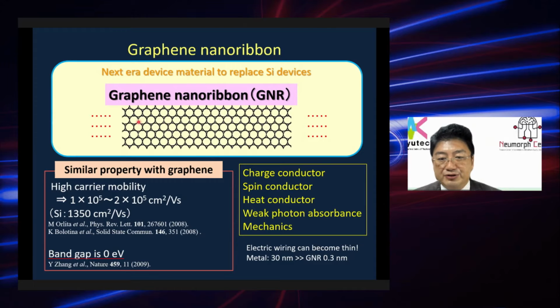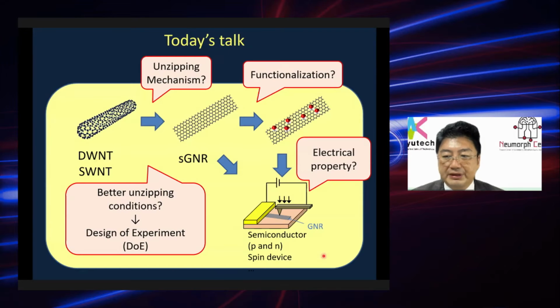If we can use this graphene nanoribbon as electric wiring, the electric wire becomes very thin. Compared to a metallic one, which is around 30 nanometers in this set, a single layer graphene nanoribbon is 0.3 nanometers thick. So if it's achieved, we can decrease the thickness of devices.